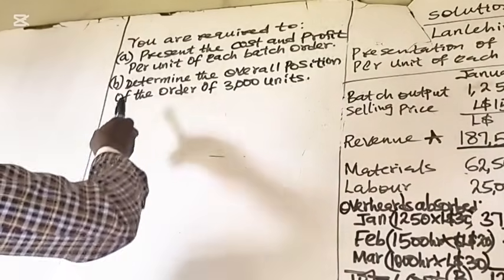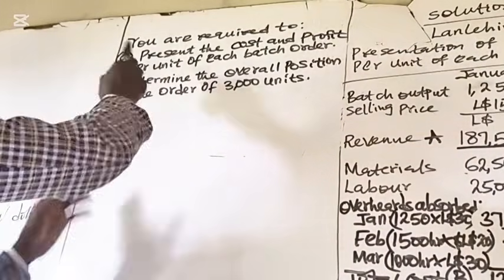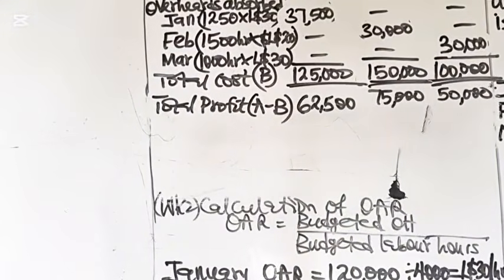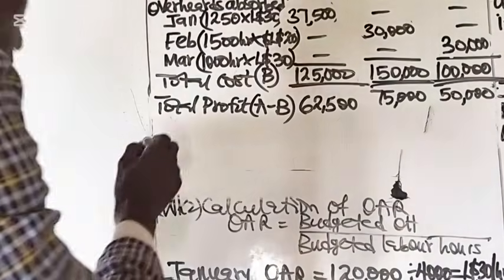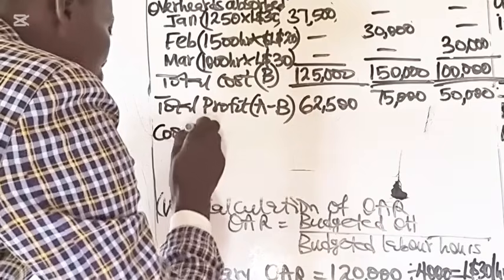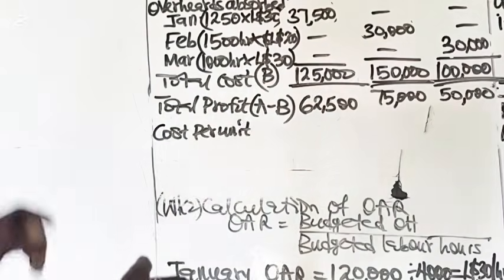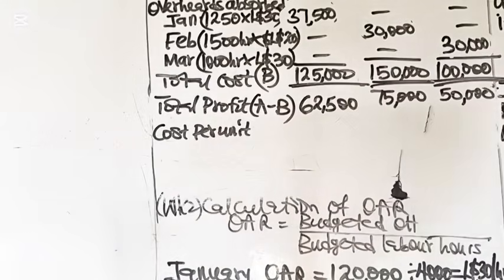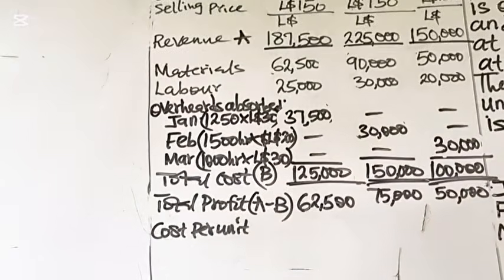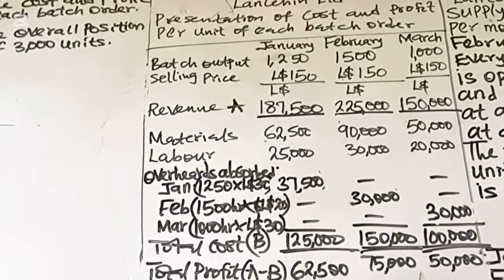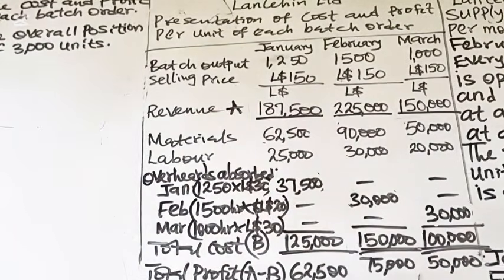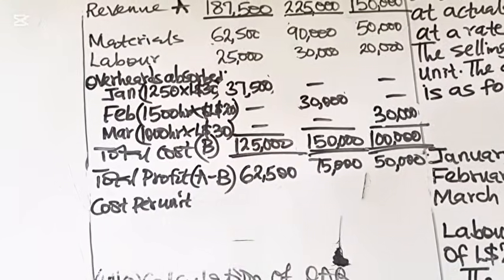If you go by the requirement of the question, you have to present the cost and profit per unit of each batch order. You need the cost per unit and the profit per unit. Now, how much will be the cost per unit? Cost per unit, that will be total cost divided by the number of batch output. The batch output is given to be 1,250, 1,500, and 1,000. So we use it to divide the total cost. That will give you the cost per unit.